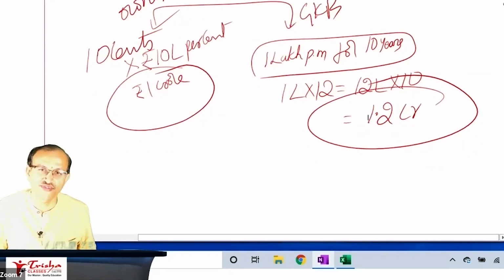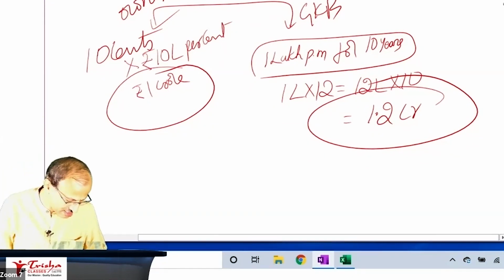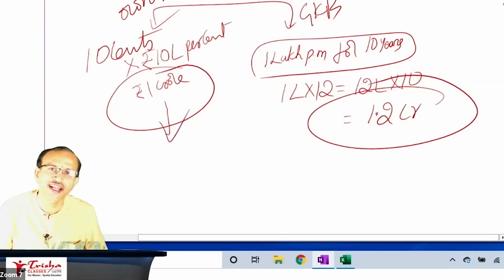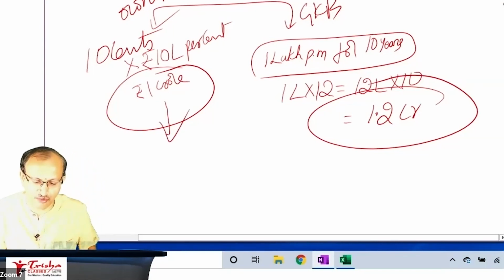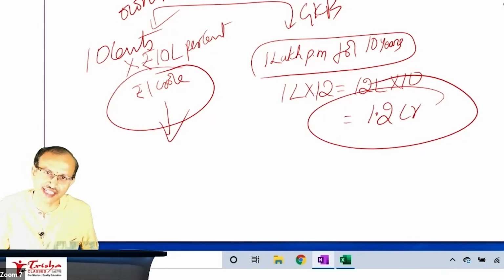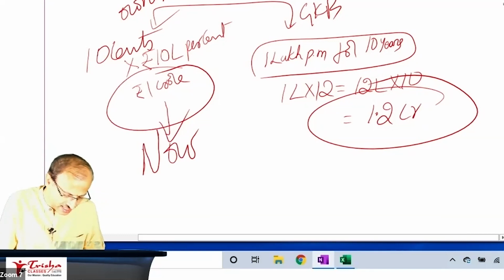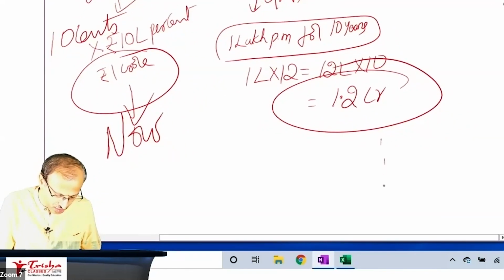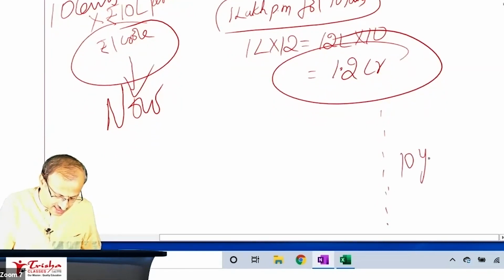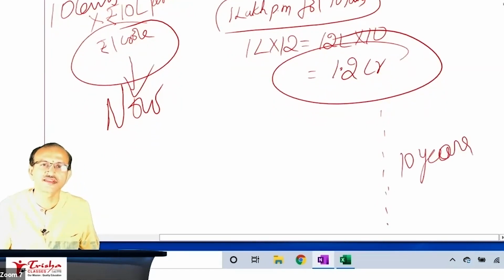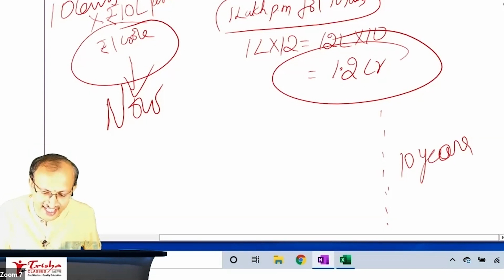But if you really look into this discussion, it is not so. This 1 crore, tell me when I have to pay. Today I buy 10 cents of land at 10 lakh per cent. 1 crore, all of you tell me, when do I have to pay? I have to pay today. 1 crore now. But this 1 lakh every month, for how many years? It's for 10 years. Do you all agree?